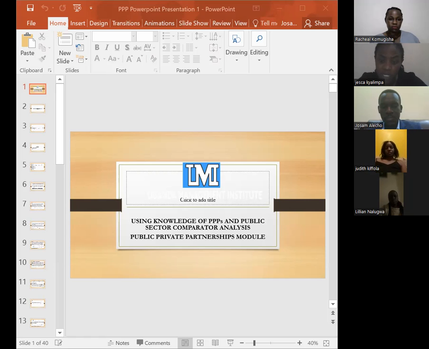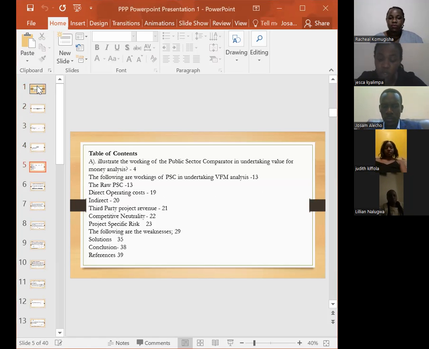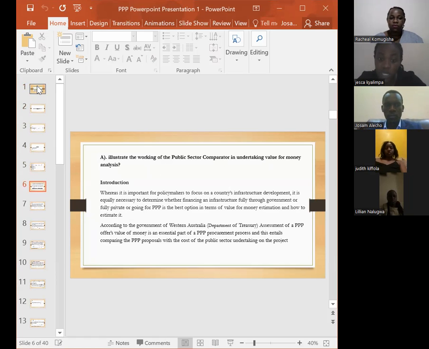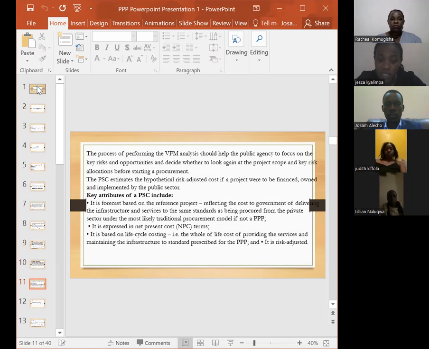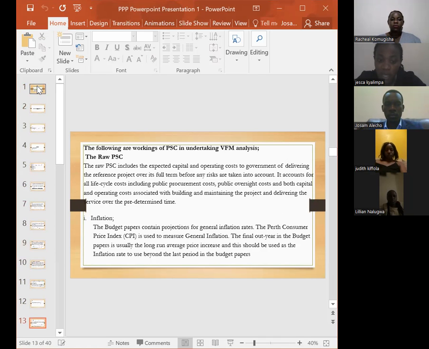Briefly, the public sector comparator is a tool that governments use to estimate or project the net present cost to government if it has to deliver the project under a more traditional procurement method. And the value for money should be achieved if the government is to take that side. But if the estimate does not achieve value for money, then the government will opt for PPP.